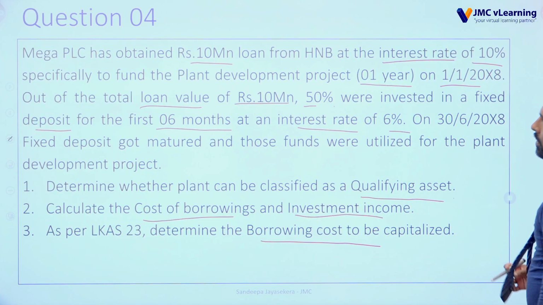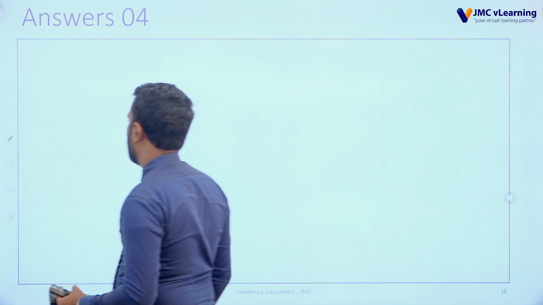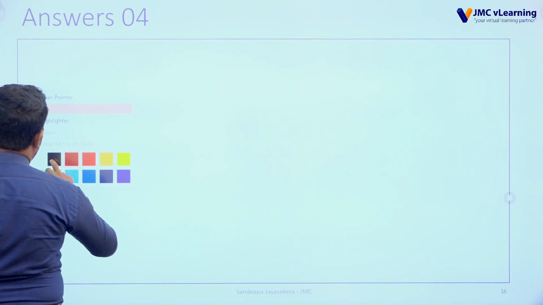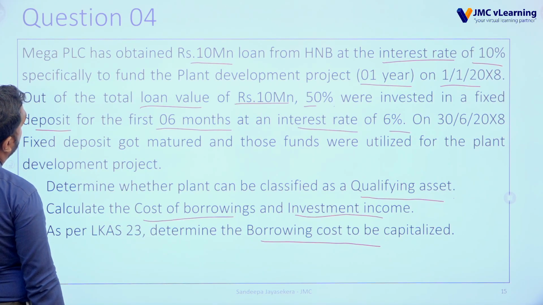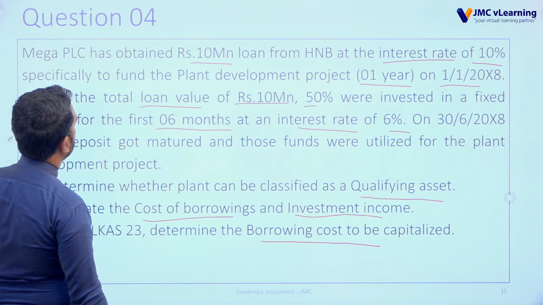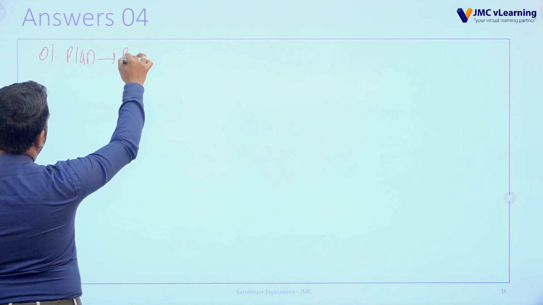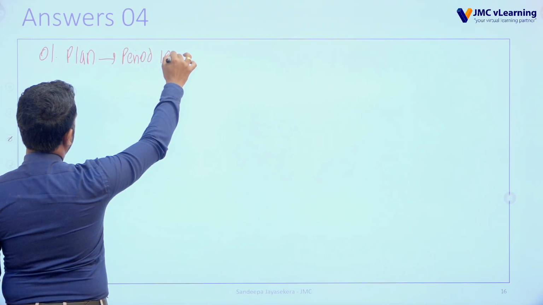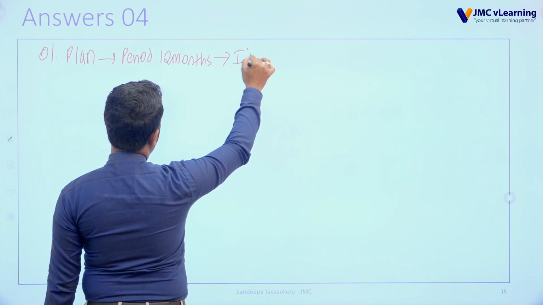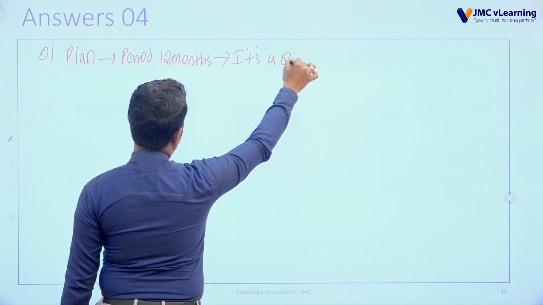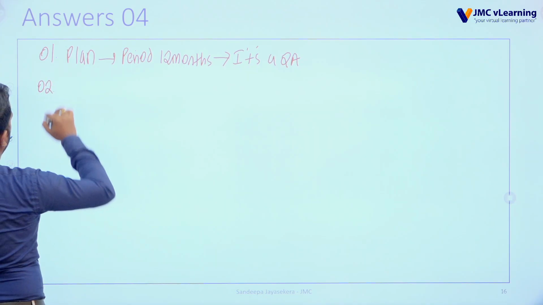Right. Read the question again. Right, we'll deal with one by one separately. The first one, can we consider it to be a qualifying asset? This is a plant development. The period is 12 months. Therefore, it's a qualifying asset. So first part, it's a qualifying asset.